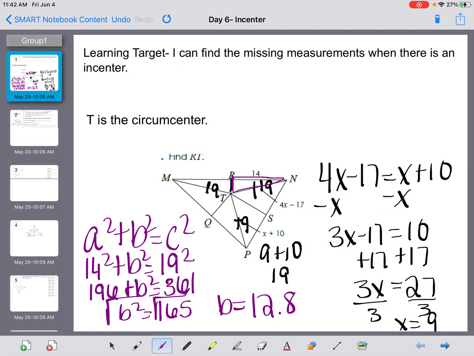Copy this down into Desmos, okay? And make sure you have the correct answer.